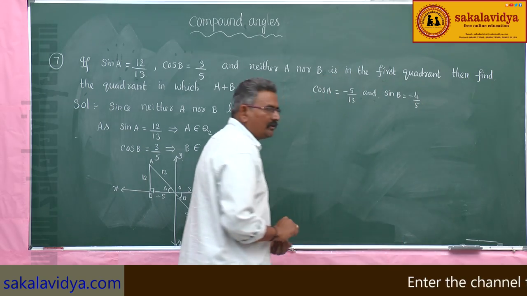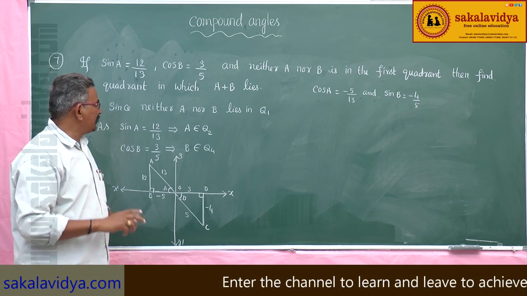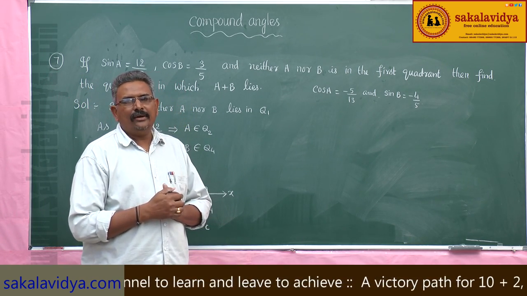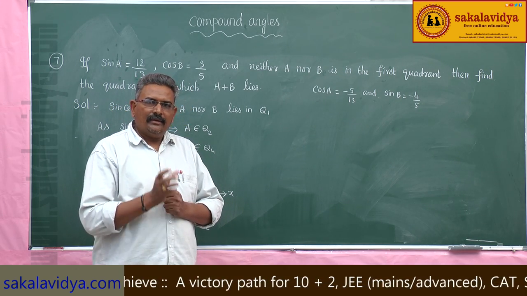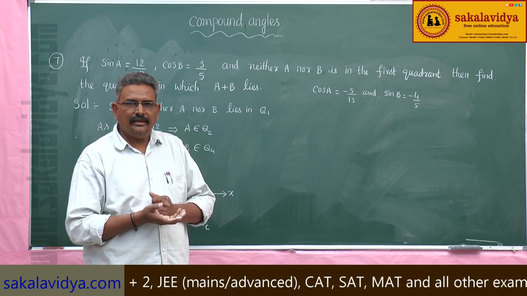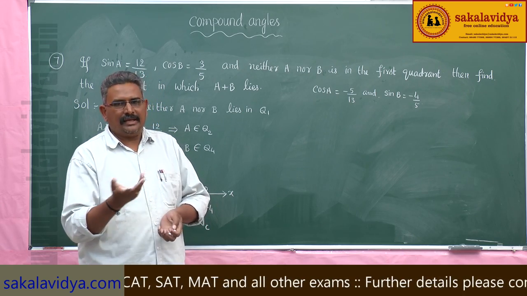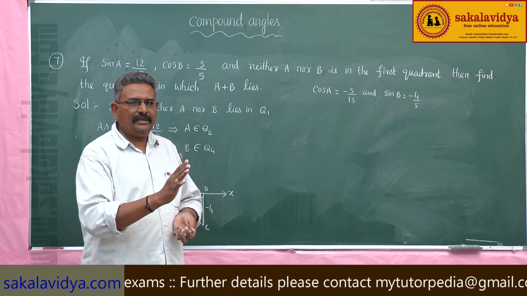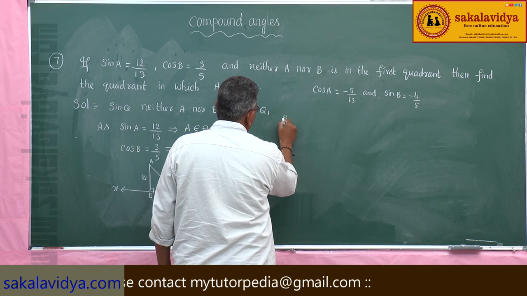In order to determine the quadrant in which A plus B lies, we have to find sine of A plus B as well as cos of A plus B. With the help of the signs of sine of A plus B and cos of A plus B, we can determine the quadrant in which A plus B lies. So first let us find sine of A plus B, later we find cos of A plus B.